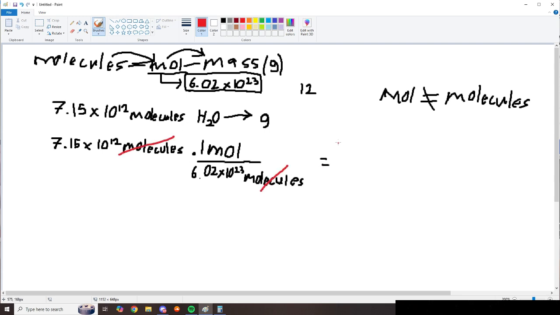And then we whip out our calculator and put in our equation. So 7.15 times 10 to the power of 12 divided by 6.02 times 10 to the power of 23. And now for our final answer, what we get is 1.1877076 times 10 to the power of negative 11.